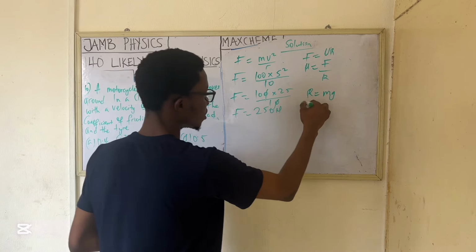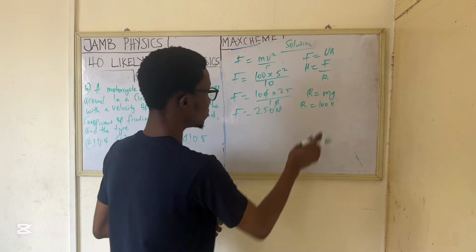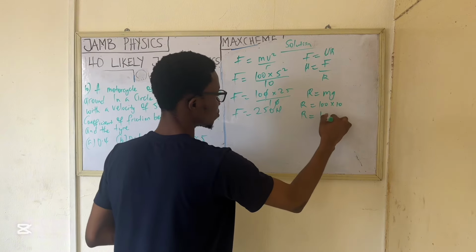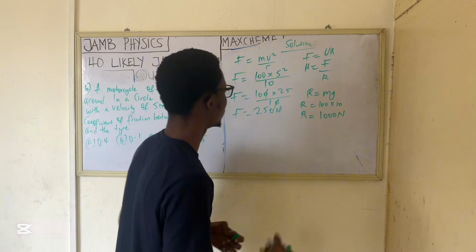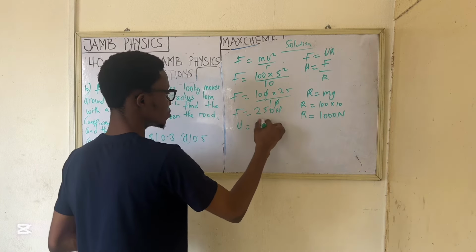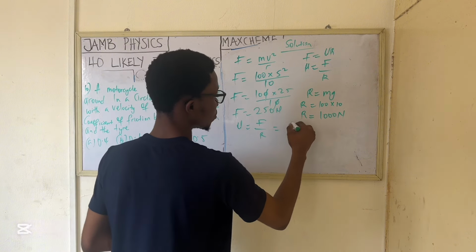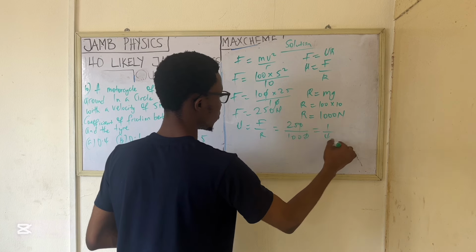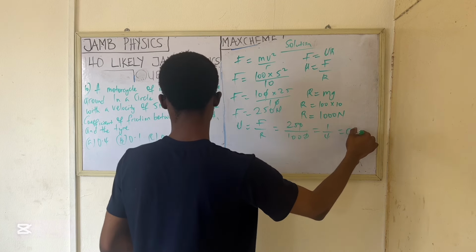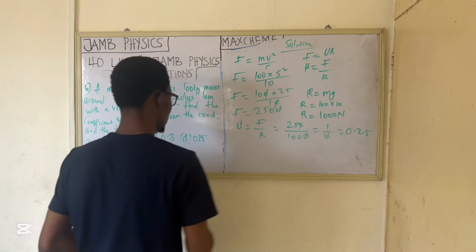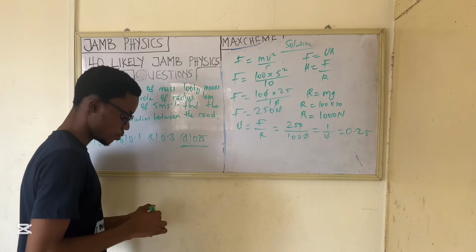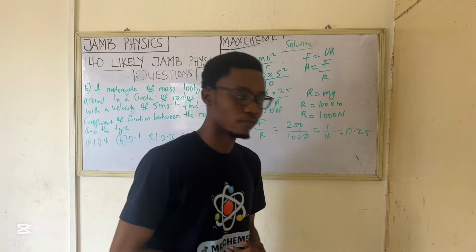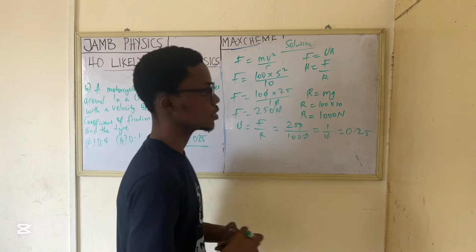And what is our R? R is equal to 100 times the mass, which is 100, times gravity, which is 10. So our normal reaction is 1000 Newton. So we take their ratio. The coefficient of friction is F over R. That is 250 over 1000, which is 1 over 4, which is equal to 0.25. That is option D, 0.25. So that is the right answer to that.